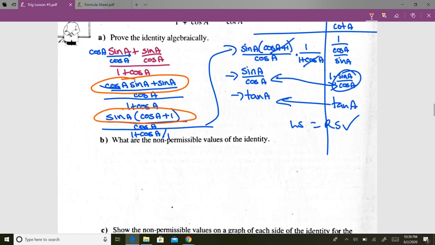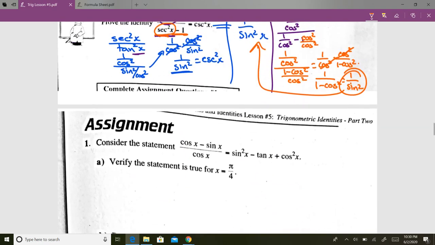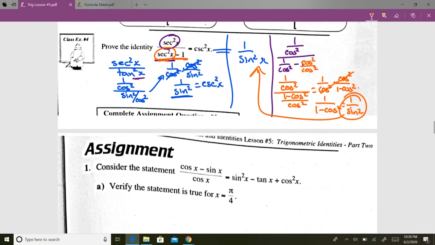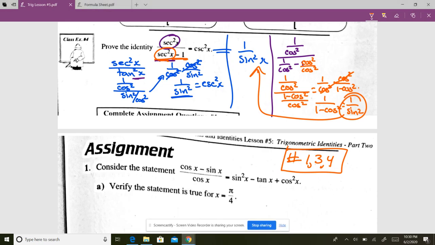Okay? It's really just about practice, everyone. So I would like you to do numbers 1, 3, and 4, please. Please practice. It's the only way to get good at this. All right, let me know if you have any questions.